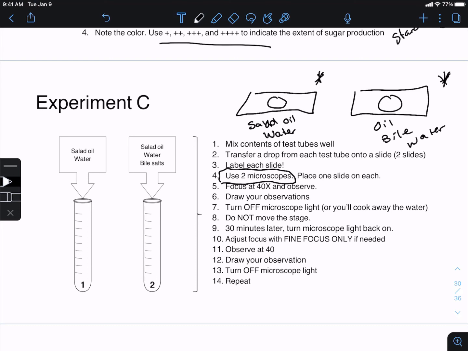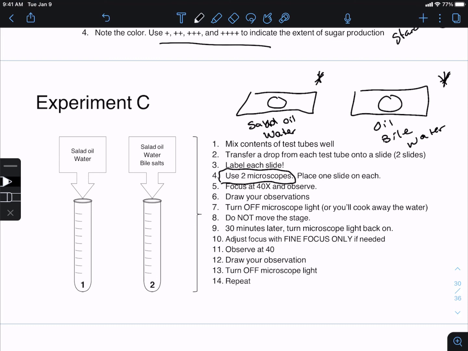This works much, much better than trying to use one microscope. With one microscope, you have to put slide 1 on, observe it, take slide 1 off, put slide 2 on, observe it, take slide 2 off. And between each of those, you might lose focus. So by doing 2 microscopes, you can actually leave everything in place. All you have to do is turn off the light, and then when you come back 30 minutes later, you turn the light back on. You might have to do some fine adjustments with the focus, but not significantly. You should still be in about the right plane of focus. And then you're going to do your drawings, turn the light off, and repeat.